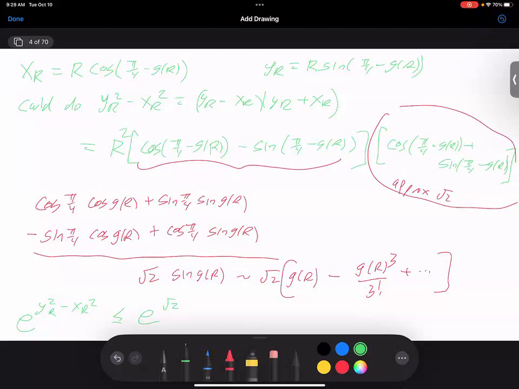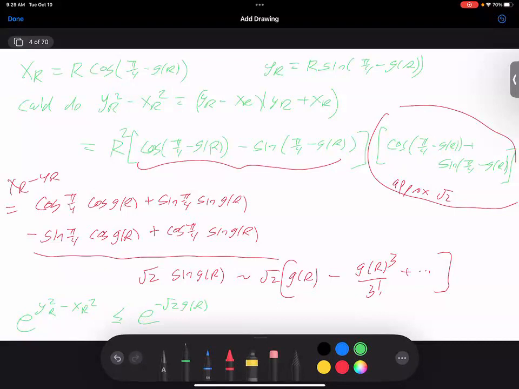Oh, wait a minute. What I wrote up over here is, I apologize, I wrote xr minus yr. This is xr minus yr. We have yr minus xr. That's where the minus sign is coming from. So it's going to be minus root 2 g of r.